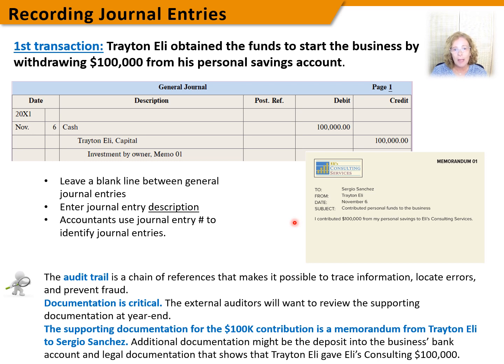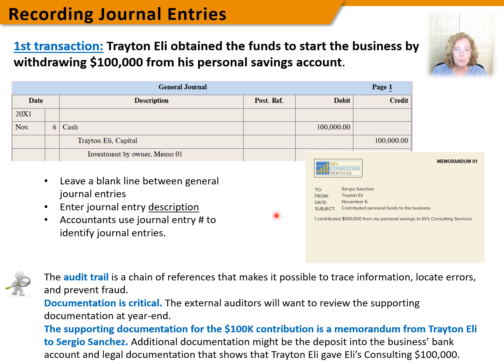Additional documentation might be the deposit into the business bank account and legal documentation that shows Trayton Eli gave Eli's Consulting $100,000. As an accountant, it is important for you to be able to substantiate or prove that you recorded the journal entry correctly. That proof would be the documentation. Many accounting systems let you attach the documentation to the journal entry, so it is always available if there is a question as to why the journal entry was recorded.